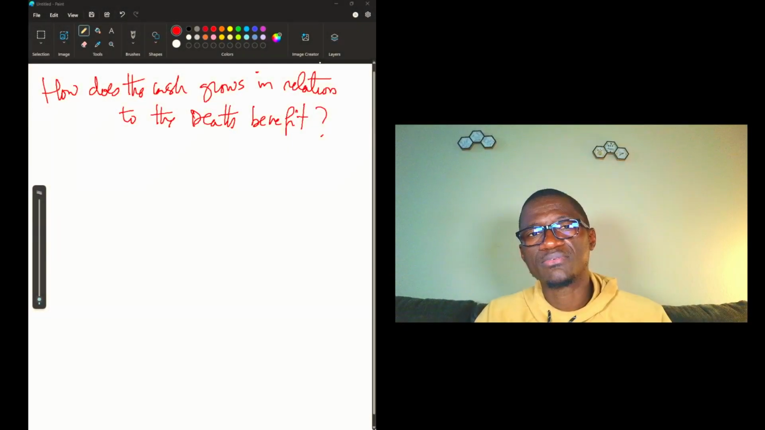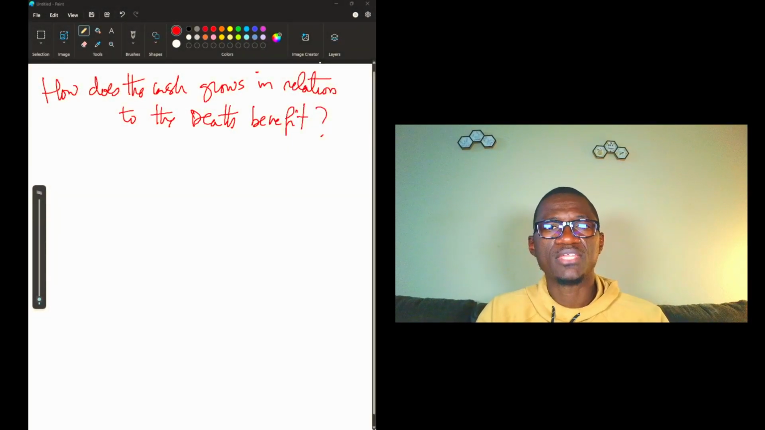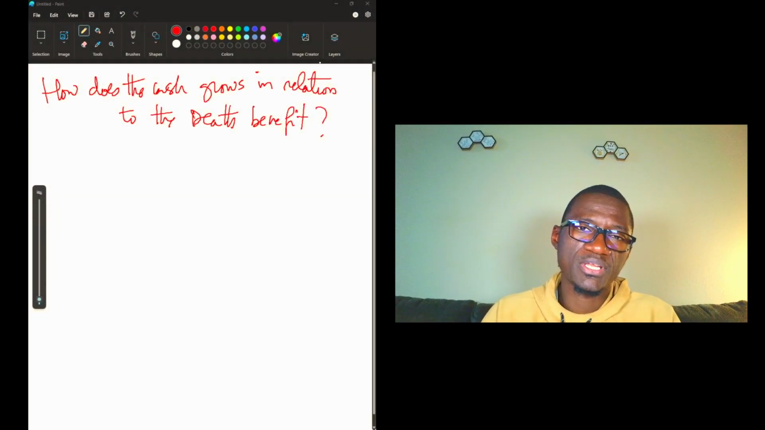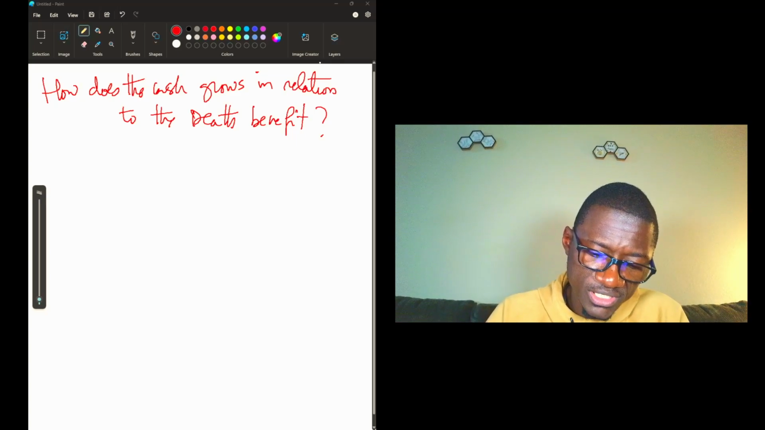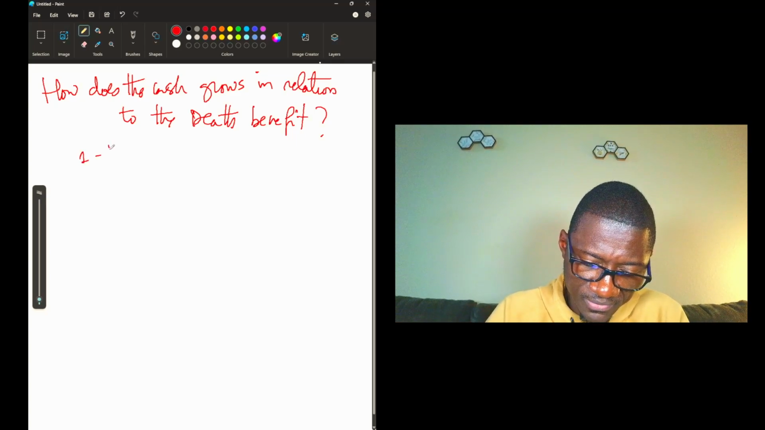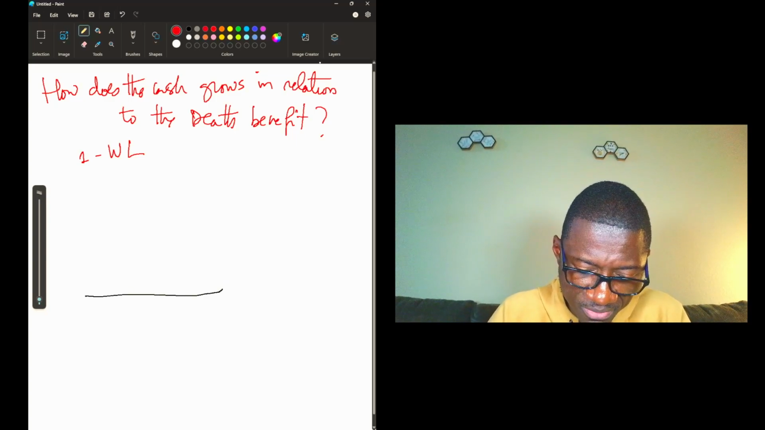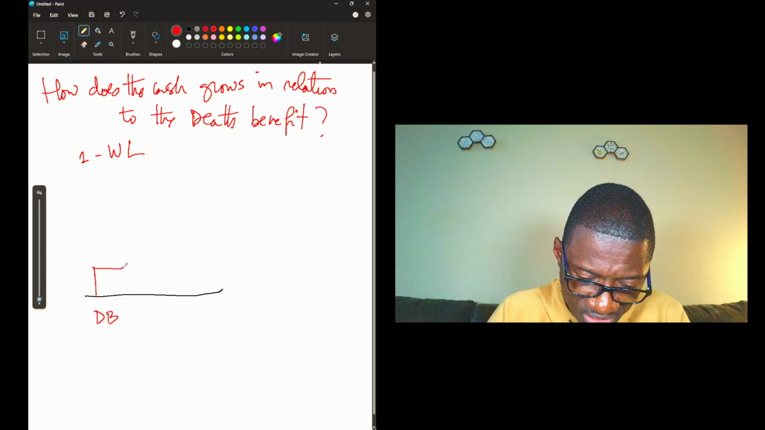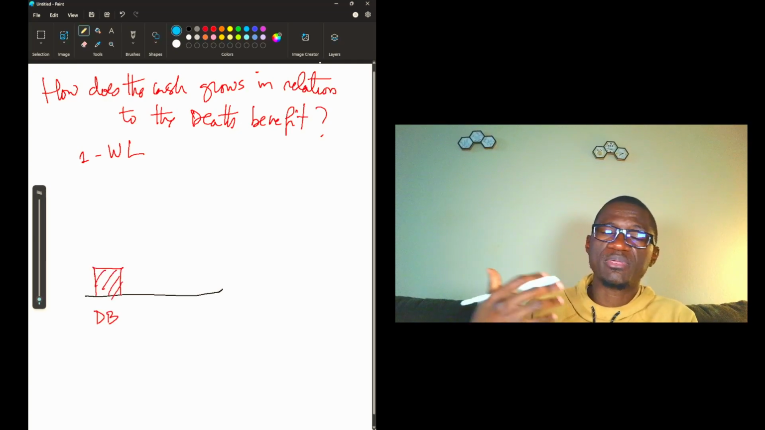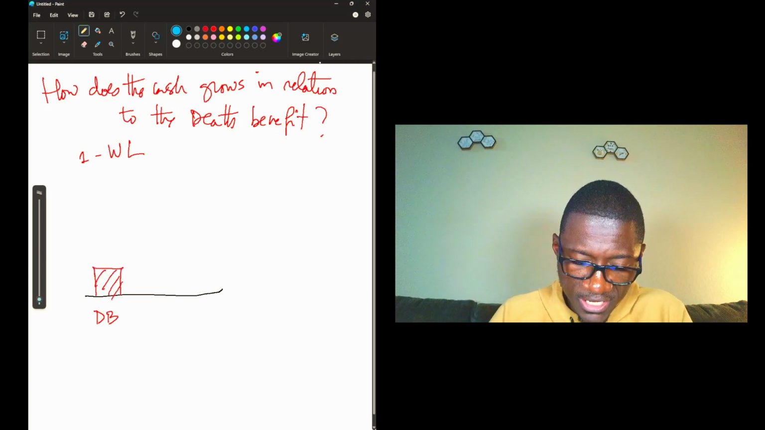Let's talk about the relationship between the cash growth and the death benefit in permanent life policies. Let's start with whole life. So let's say we have here the death benefit, DB, which is something like this when we start the policy. As we pay premiums and earn interest, we also build a cash value.